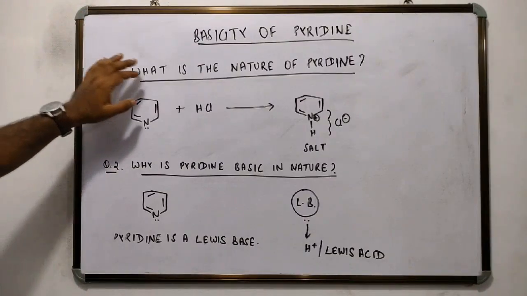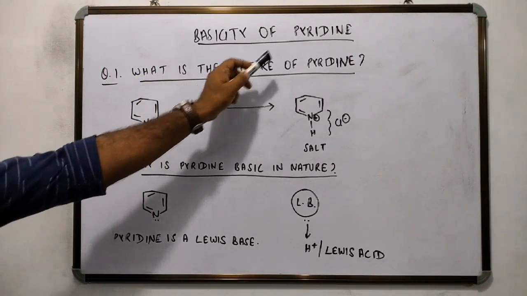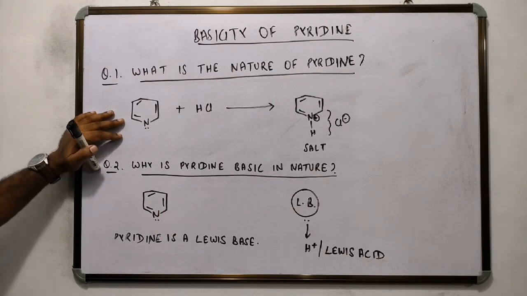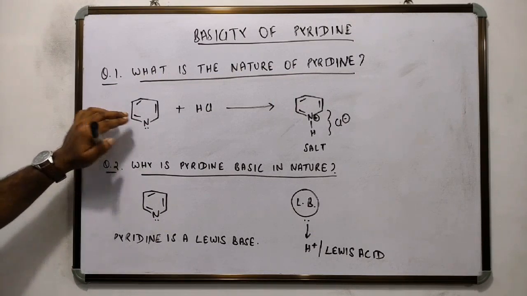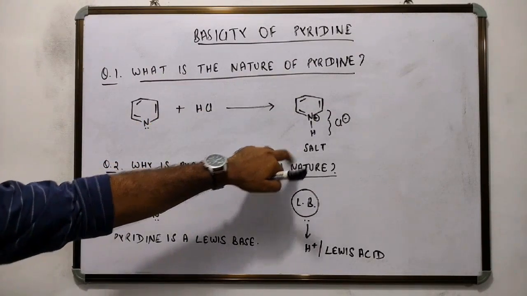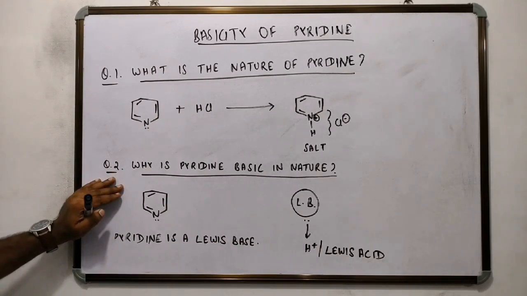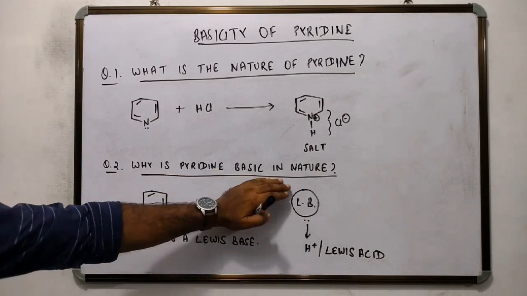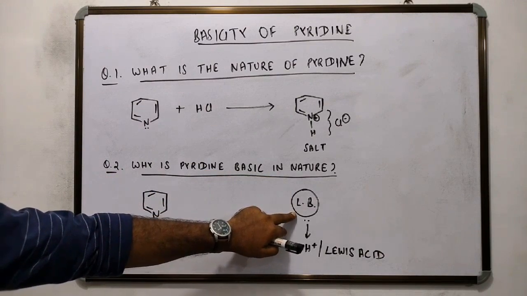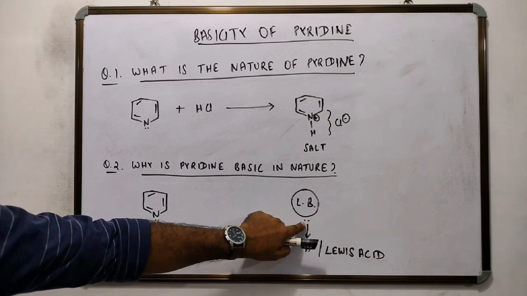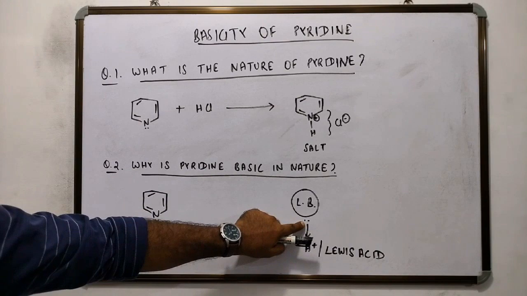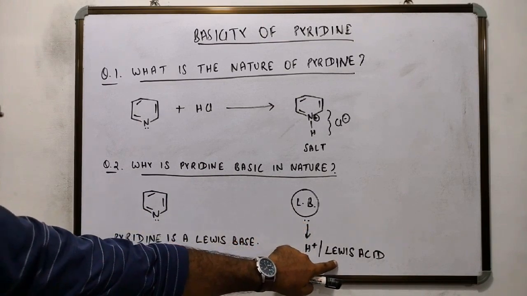Question number 1, what is the nature of pyridine? Pyridine is basic in nature. This is proved by its reaction with acid to form a salt. Question number 2, why is pyridine basic in nature? A Lewis base is a substance or a compound that has a pair of electrons, and this pair of electrons is available for donation to a proton or to a Lewis acid.